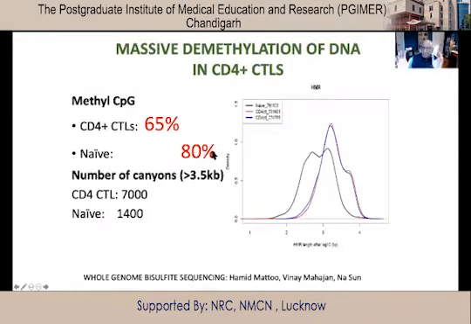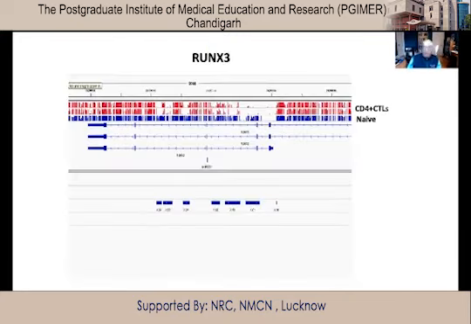Methylation, a simplistic way to say it, is if the gene is highly methylated, it's not going to be expressed. If it's demethylated, it's going to be expressed. So just to show you a couple of drivers. RUNX3, an important transcription factor for CD4 CTLs. You can see these two lanes are showing you CD4 CTLs. You can already see open chromatin here, which is not seen in naive cells.